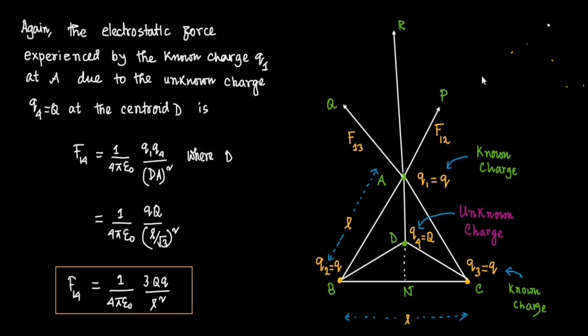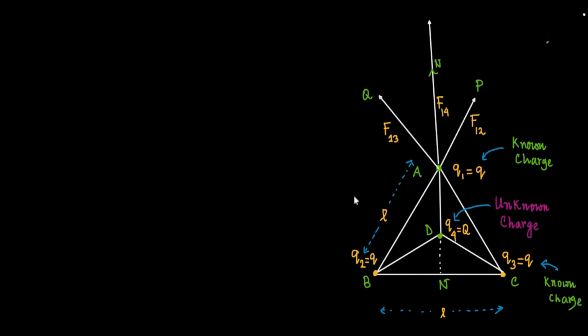3 Q q by L square, where dA, the distance of the corner A from the centroid D, is 2/3 AN. dA equal 2 by 3 AN equal 2 by 3 root over AB square minus BN square.